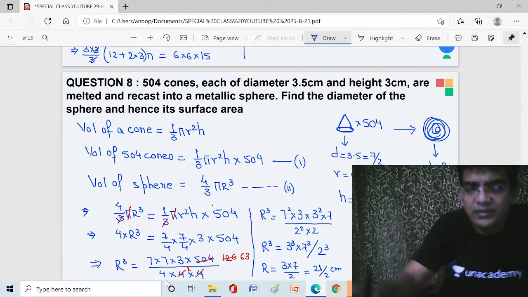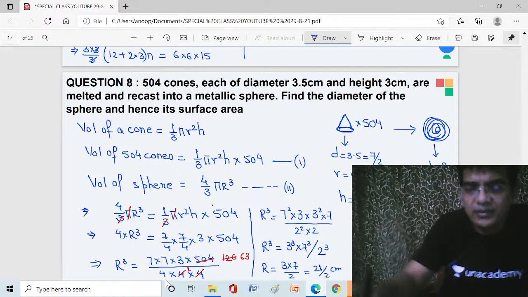So the diameter will be twice of the radius. So twice of 21 upon 2. So it will be 21 centimeter. So see, I have got the diameter. First I got the radius, and then the double of the radius will give me the diameter.